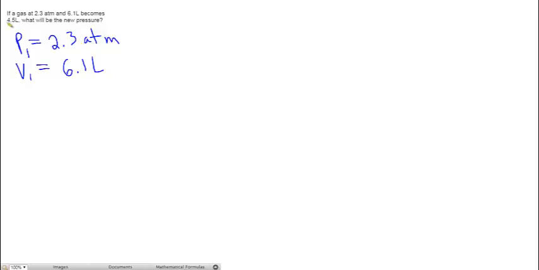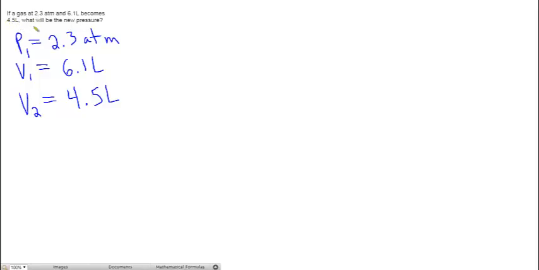Then after that, we have 4.5 liters. That's a volume. So that'll be our volume 2. Then the question comes, what will be the new pressure? What will be the new pressure? This pressure they're asking for corresponds or correlates to the 4.5 liters. How can I tell that?